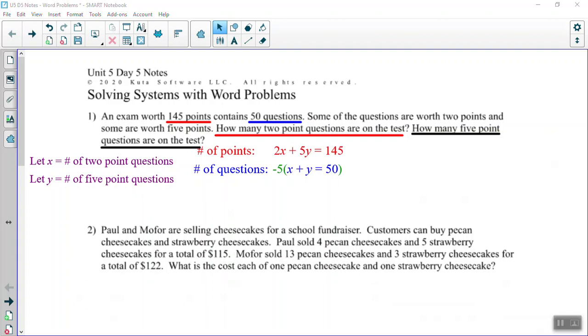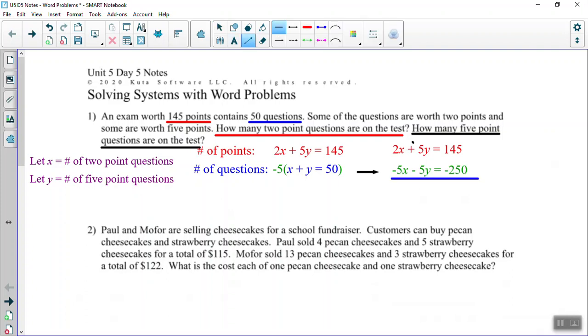All right, so now from here, let's go through, and this process we've already learned how to do. So I'm going to take that -5 and distribute it. Okay? And then I'm going to take this equation and I'm just going to bring it straight over. Now I can go ahead and eliminate. So my y's are going to eliminate, and we're left with negative 3x equals negative 105. Now I can divide both sides by negative 3, and we get that x equals 35. That means that there were a total of 35 two-point questions.